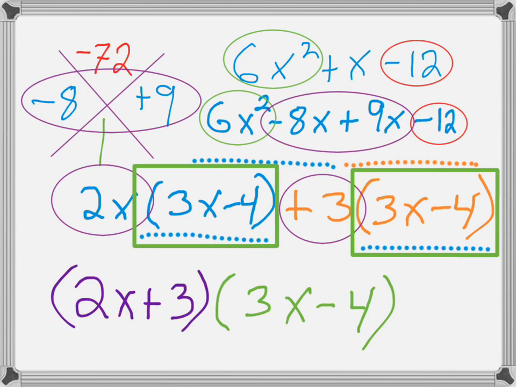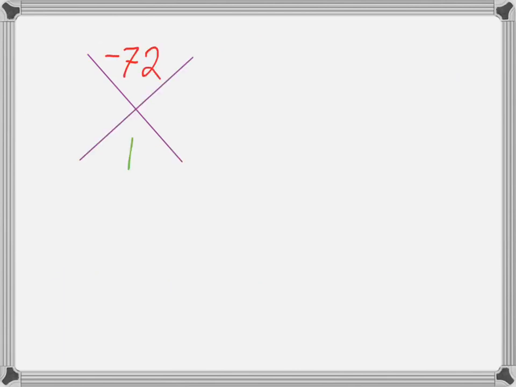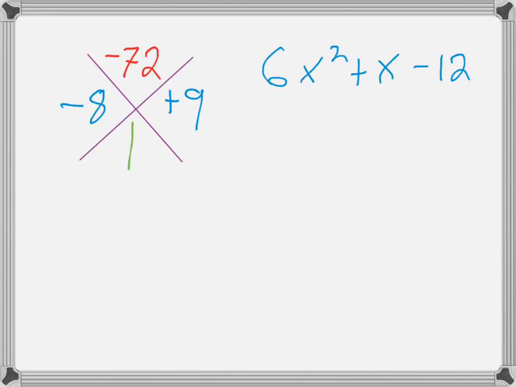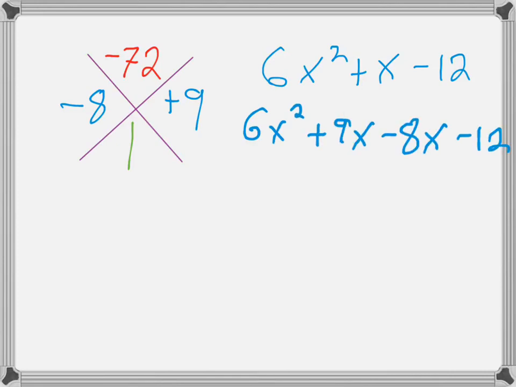Now, some people might say, well, what if you didn't find negative 8 and positive 9? What if you found positive 9 and negative 8? How would that look different? Well, let's take a look. So here's our same problem, but I'm going to split 6x squared plus x minus 12 into 6x squared plus 9x minus 8x minus 12.